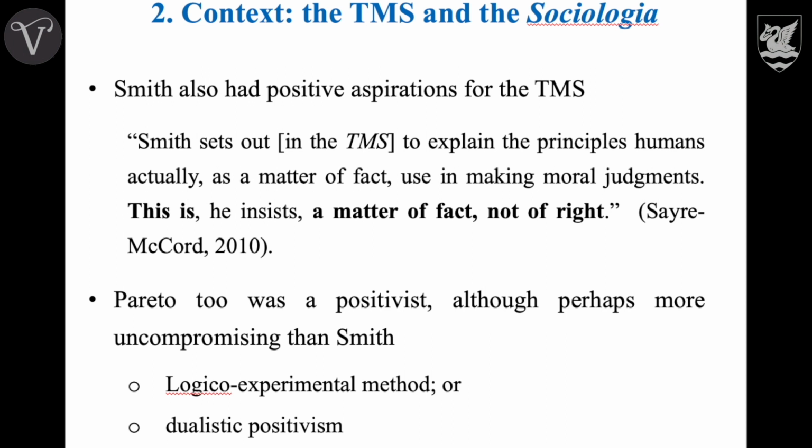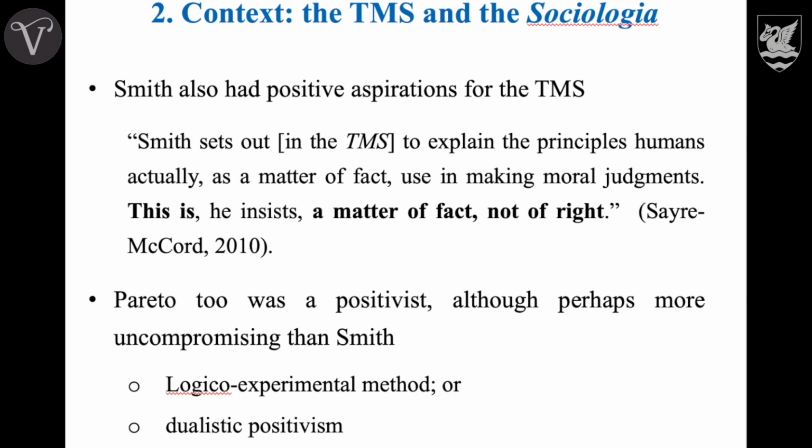Okay, now I like this quote from Sam McClure. It says that Smith sets out in the TMS to explain the principles humans actually, as a matter of fact, use in making moral judgments. This is, he insists, a matter of fact, not right. So the starting point here is you have fundamentally a program which is trying to be positive. There's not an objective to start out and say these following issues are what are right. It's not a normative advance. He's trying to provide a framework in which moral judgments occur and understand those as a matter of fact. So if that's correct, the impartial spectator is something factually that occurs, that people try and think, what would a good person do in these circumstances when they behave?